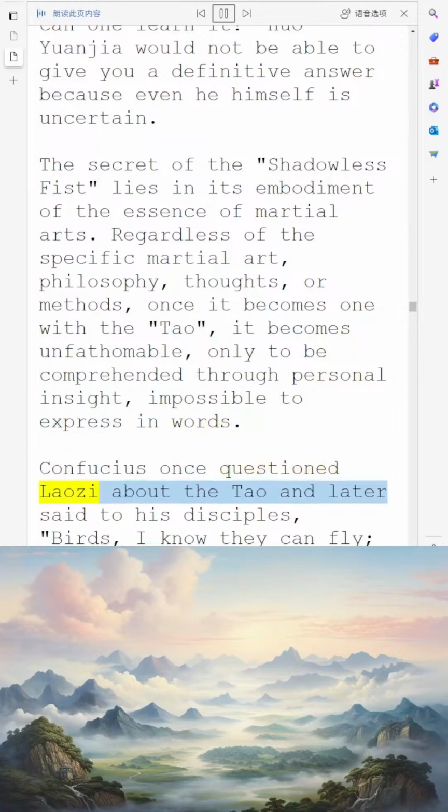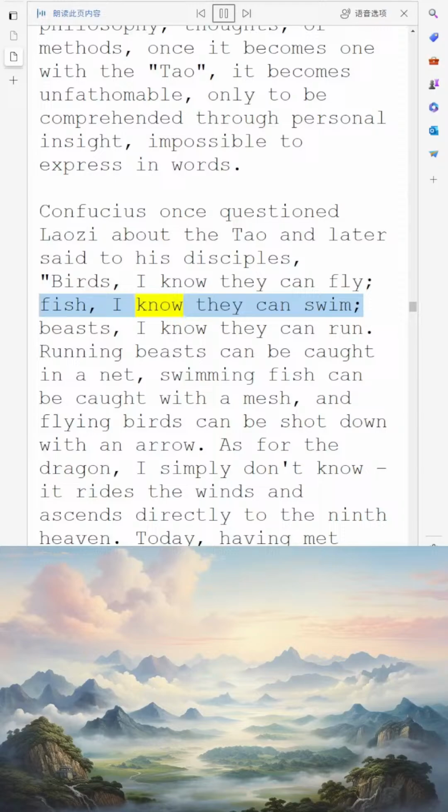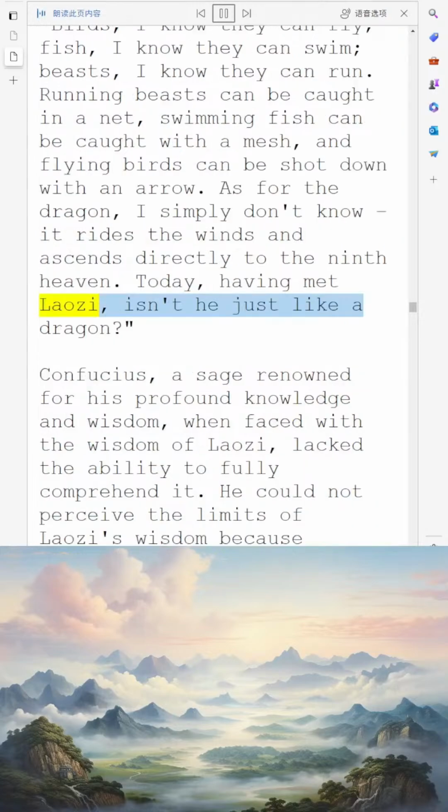Confucius once questioned Laozi about the Tao and later said to his disciples, "Birds, I know they can fly. Fish, I know they can swim. Beasts, I know they can run. Running beasts can be caught in a net, swimming fish can be caught with a mesh, and flying birds can be shot down with an arrow. As for the dragon, I simply don't know. It rides the winds and ascends directly to the ninth heaven. Today, having met Laozi, isn't he just like a dragon?"